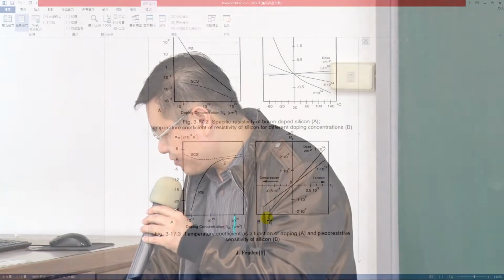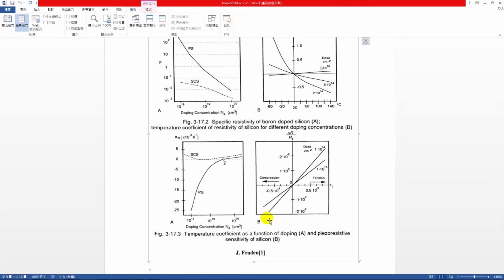If you have this kind of doping level from 10 to 14 to 10 to 16, the strain sensitivity does not change much. That means the slope does not change much. But within this range, is it possible to find some doping level with very low temperature sensitivity? For example, at 10 to 16 you already have a very low temperature sensitivity. So at a dose level a little bit lower than 10 to 16, for example 5 or 6 times 10 to 15, you may find a zero temperature sensitivity material.